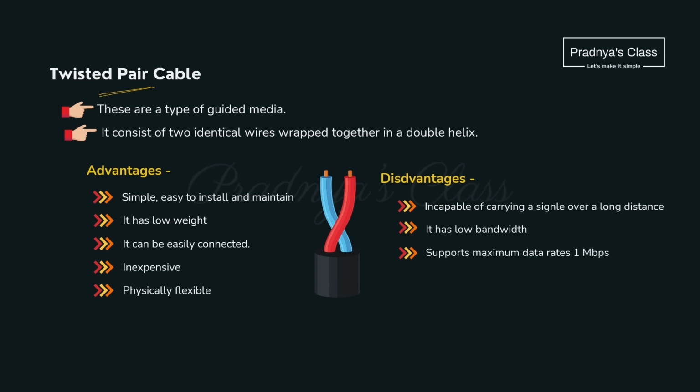Let's go through it. First one is twisted pair cable. Look at the diagram. In this, two identical wires are wrapped together in a double helix. This is how the internal structure of the cable will look. There are some advantages and some disadvantages of this guided media. It is simple to install, easily gets connected, inexpensive, low weight and physically flexible. Then what are the disadvantages? It has low bandwidth, that's why the rate is low, and it cannot carry the signals over a long distance.